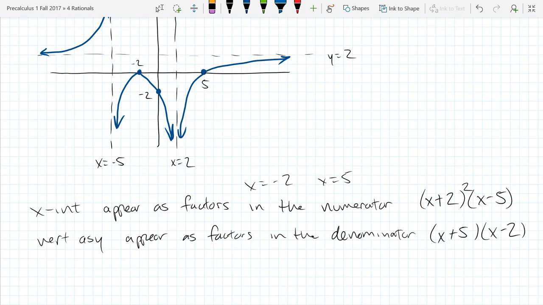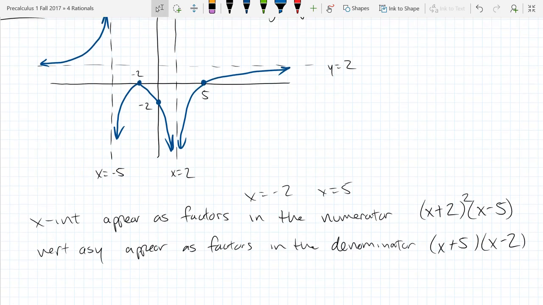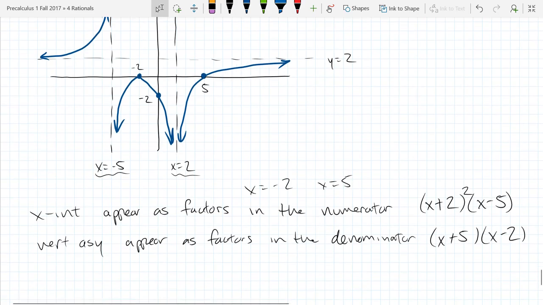Now we're going to move on to the vertical asymptotes. So there's two vertical asymptotes. They're already written as x equals. So we got x equals negative 5 corresponds to x plus 5 as a factor, and x equals 2 corresponds to x minus 2.